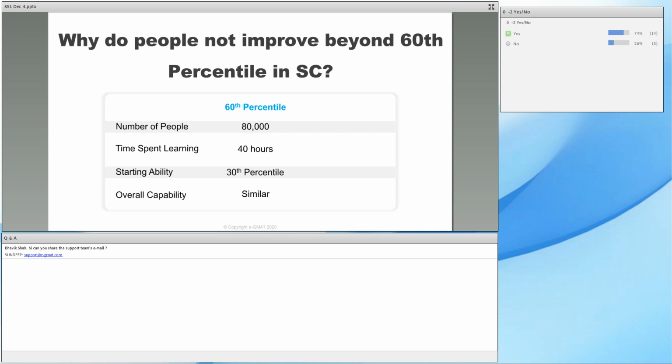Just to really show some stats, if you're stuck at that 60th percentile, which means you are among the top 80,000 people who take the GMAT, a 60th percentile student spends about 40 hours learning SC. Starting ability is about 30th percentile, which is where you were prior to spending those 40 hours, and has the capability to get to that 90th percentile. A 90th percentile student means that you're among the top 20,000 people who take the GMAT, about 200k people who take the GMAT every year on average. Again, spends a very similar number of hours studying for it, has a very similar starting score and a similar overall capability. Now, the reason why I'm presenting this data in a very distinct fashion is to really tell you there's really no difference between the extent of effort put in by these two students and their overall capability. Where the difference comes from is mindset.